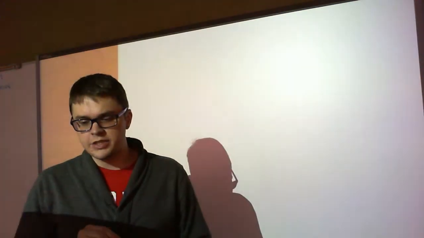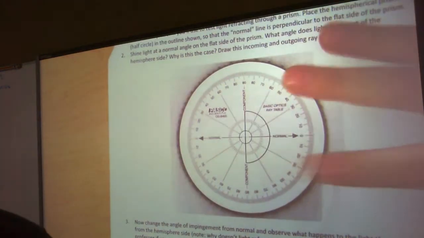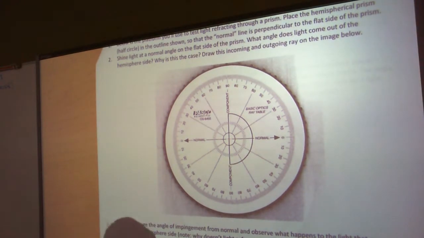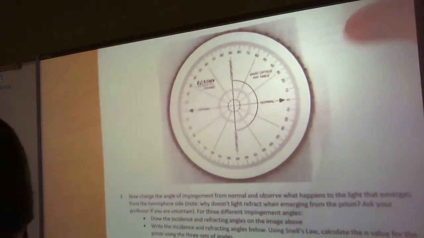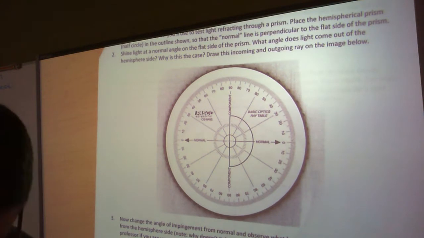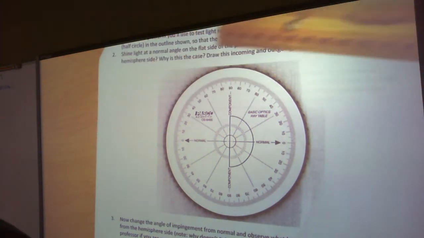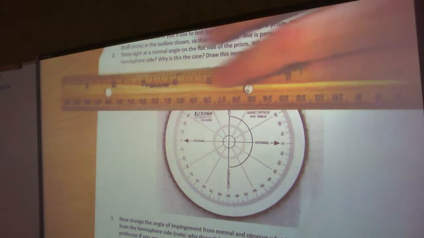So, come back and finish this drawing if you need to. We're going to be doing some experiments today with this setup. We're going to be measuring several incidence angles. The first one that I ask you to measure here is number 2, when you shine light normal.